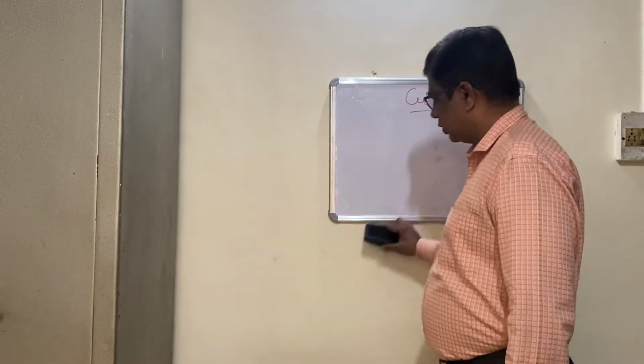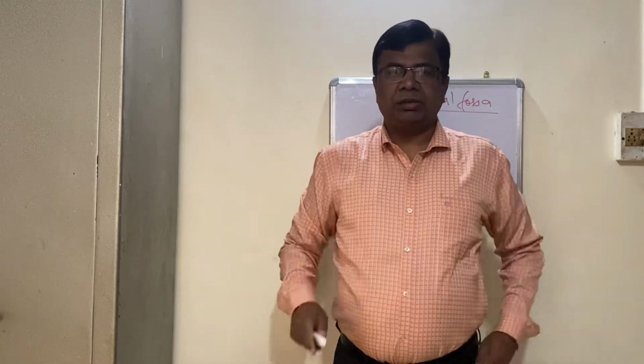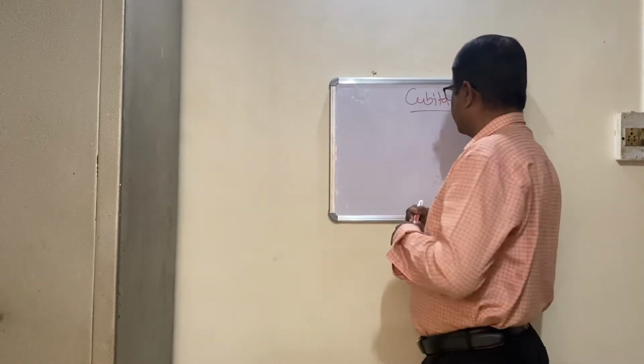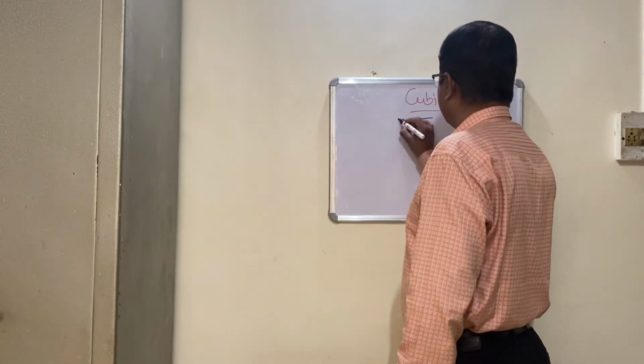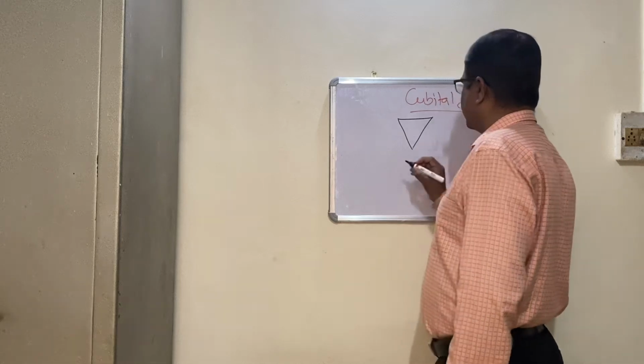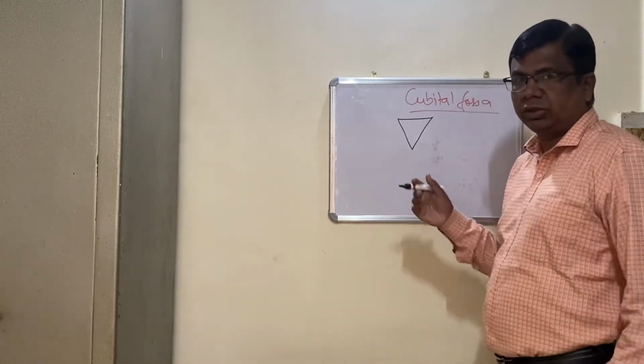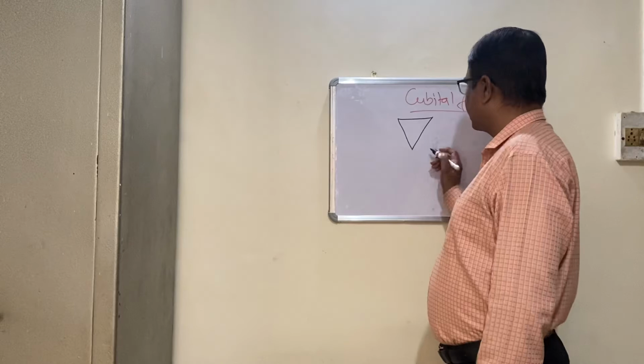First, what is the cubital fossa? Introduction of the cubital fossa: it's a triangular hollow which is present in front of the elbow joint. So next point is, what are the boundaries? As we said, it is a triangular depression. It's an inverted triangle, not a regular triangle.